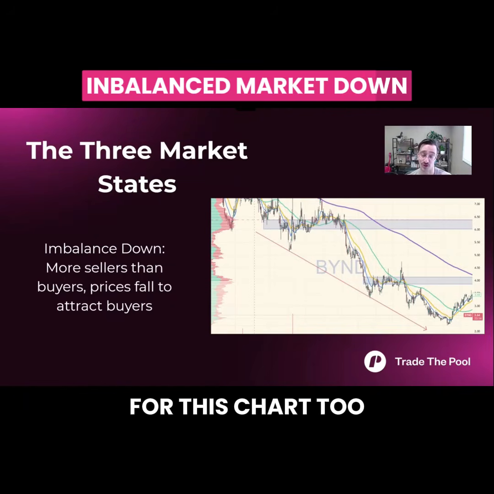These were new lows for this chart too. So this is like price discovery to the downside. You never want to see that. That's very bearish.